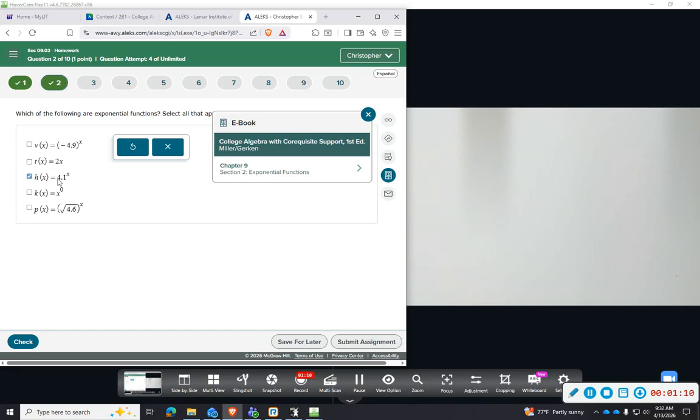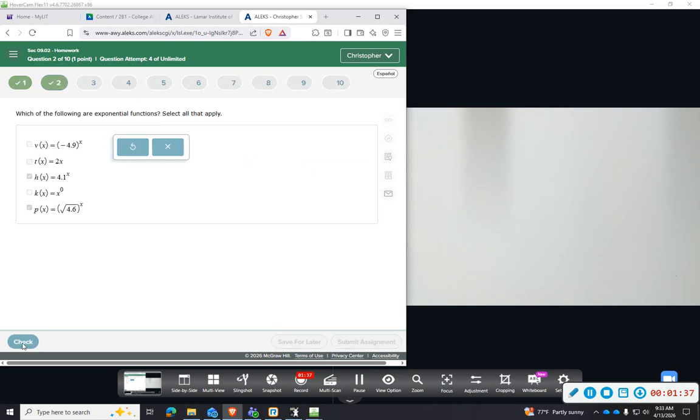Third option works, 4.1 greater than 1, raised to the power x. This one does not work because the base has to be a constant, a number, and this is a variable, which means it will be changing. So that one does not work. And square root of 4.6 will work. That will be greater than 1. It will be positive. So the third and the fifth options work.